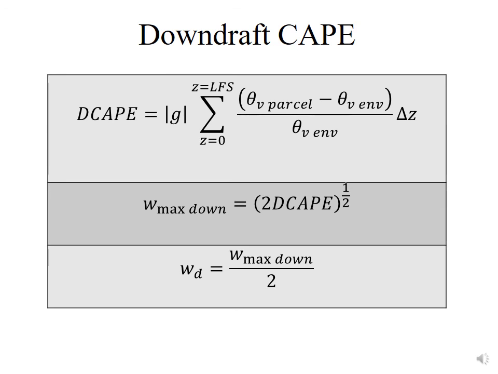And similar to our estimation for the maximum updraft velocities using CAPE, we'll use the same equations for estimating the maximum downdraft velocities. The theoretical maximum downdraft velocity is equal to the square root of 2 times DCAPE. And the maximum likely downdraft velocity is the maximum downward velocity divided by 2, because of entrainment and dilution on the way down.